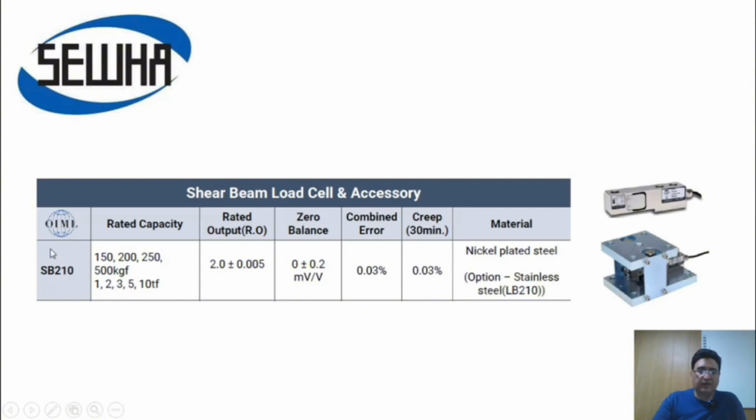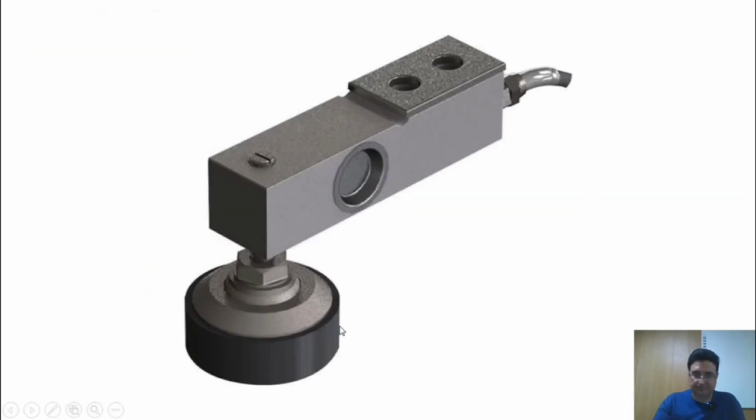Shear beam load cells from SEWHA are standard and also have IML certification. Their combined error is 0.03%. This means that in 100 kilograms, it has a measurement error. Shear beam load cells, we can install them in two ways.